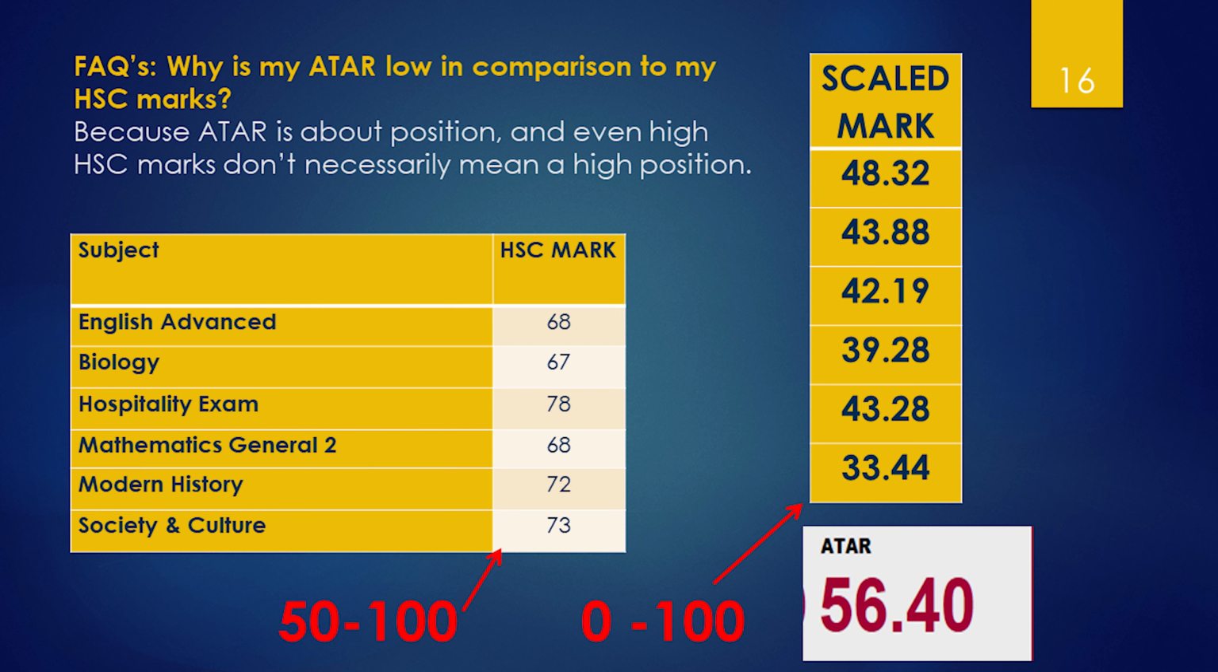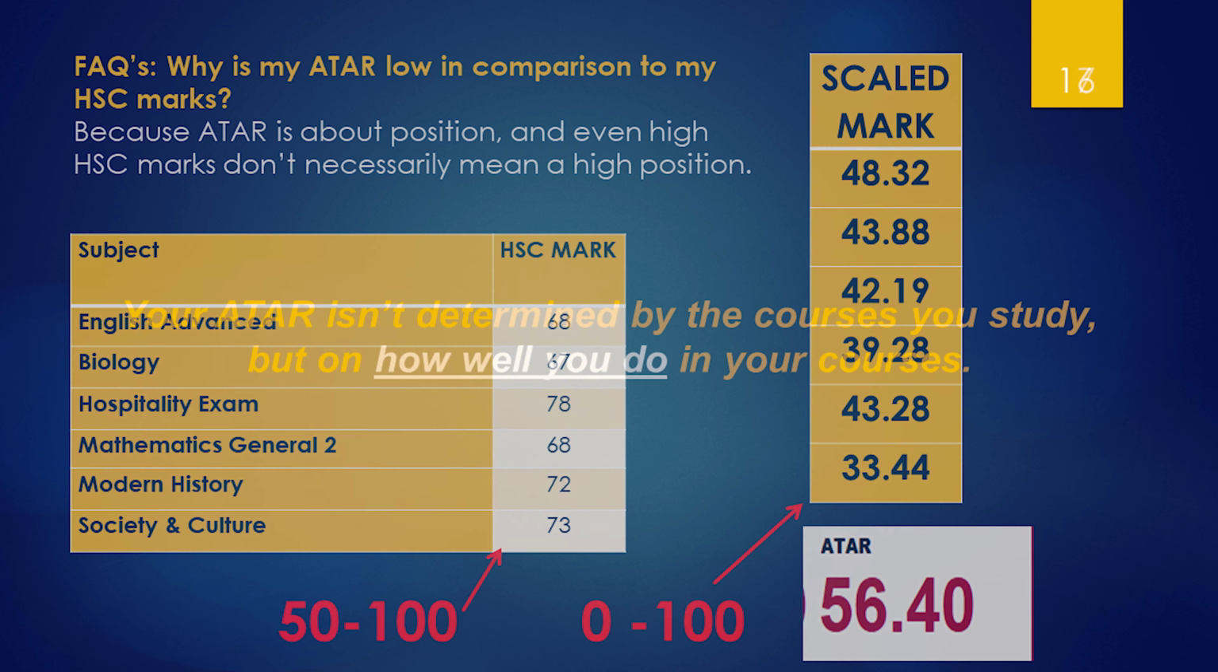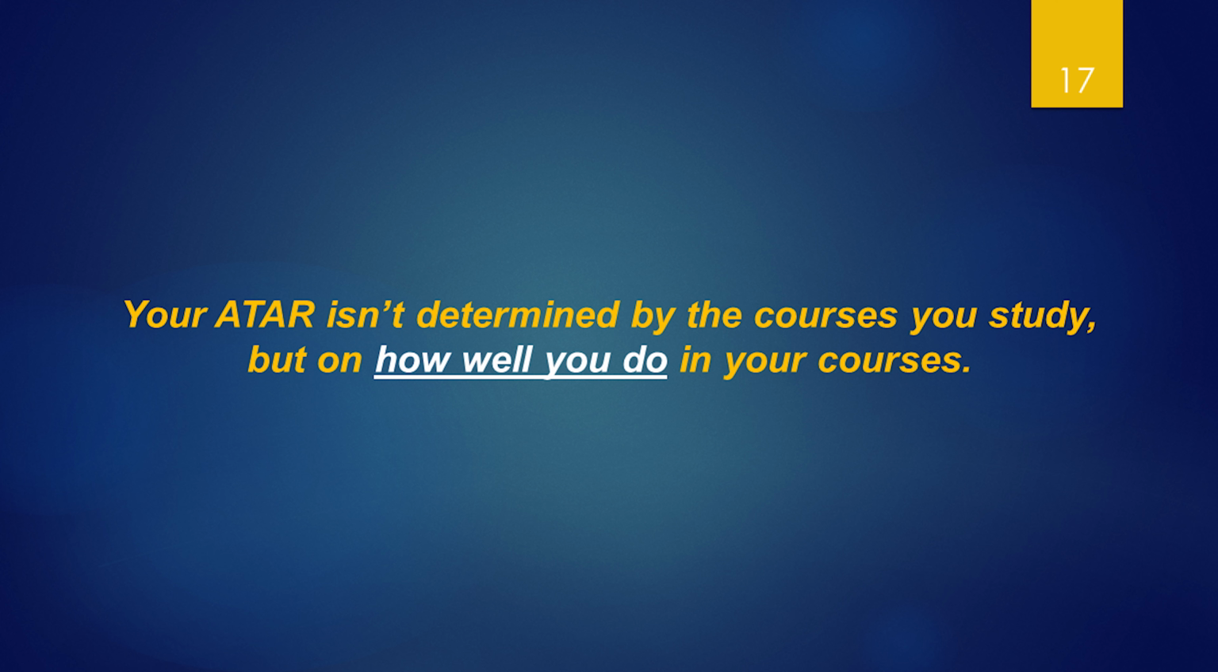This slide might help to explain. It is a real example of a student's HSC marks and how they translate into the ATAR. All but one of the students' marks are below the average HSC mark. UAC take these marks, scale them so that all subjects are equal, and change them to a mark between 0 and 100. These are added together to enable the total student mark to then be ranked between 0 and 100. Please take on board this very clear message. Your ATAR isn't determined by the courses you study, but on how well you do in your courses.